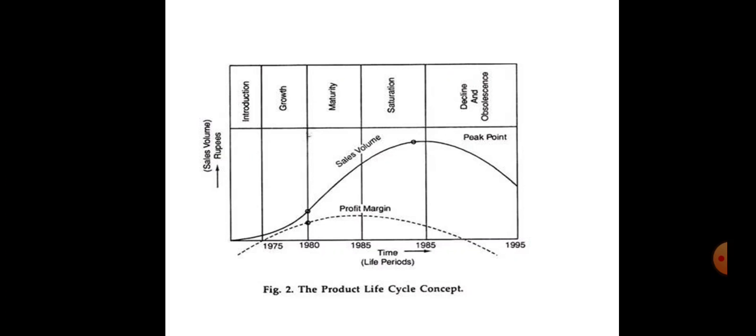And we can see here the saturation stage and the decline stage. This is the peak point, a decline where the product becomes obsolete. We can see that the sales volume is drastically declining. The prices and profitability are also diminishing, and the cost becomes optimal here. So this is the decline stage.